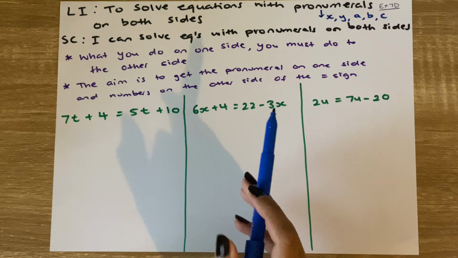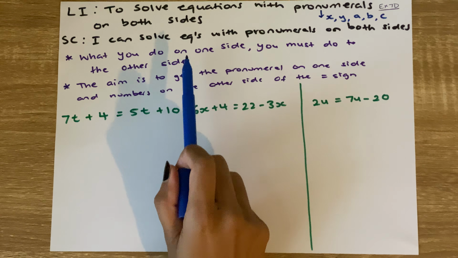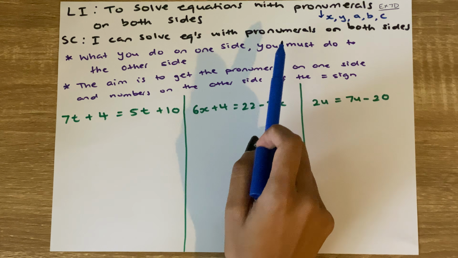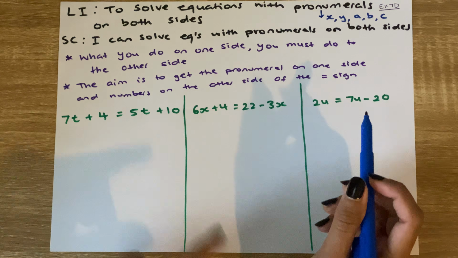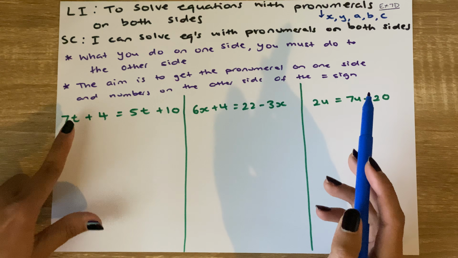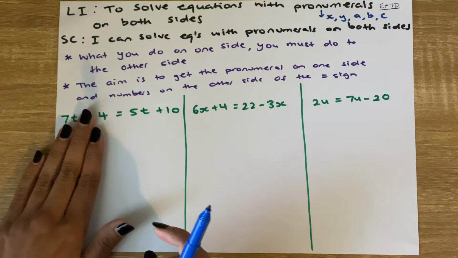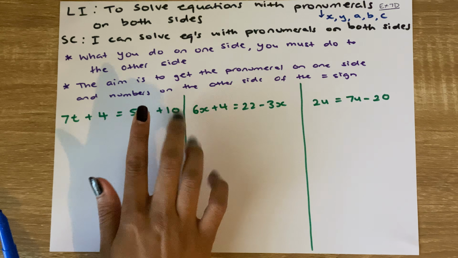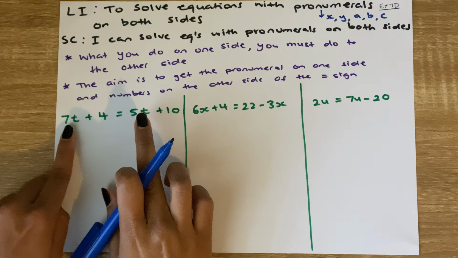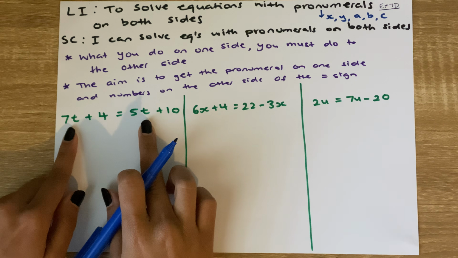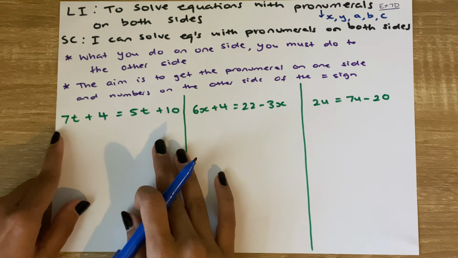Hopefully by the end of this lesson, we will be able to solve equations that have pronumerals on both sides of the equal sign. So basically a question that looks like this, where I have a left-hand side of my equal sign, I have a right-hand side of my equal sign, and I've got pronumerals that are on both sides. Okay, so we're going to learn how to solve those.